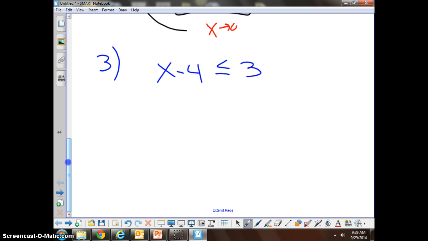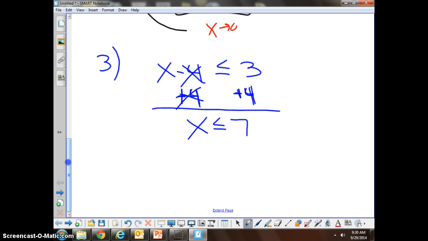Same thing as with algebraic equations. Get the variable alone by adding the inverse of whatever's with the variable. In this case, it would be plus 4. Sorry about my mistake. Plus 4 on both sides. Since you do a plus 4 to one side, you must do it to the other side to maintain your property of equality. Positive 4 and negative 4 cancel each other out. We've got x is less than or equal to 7.